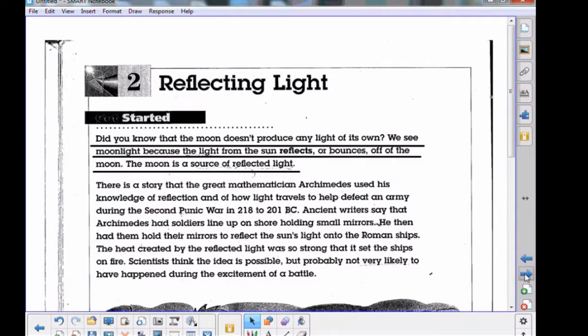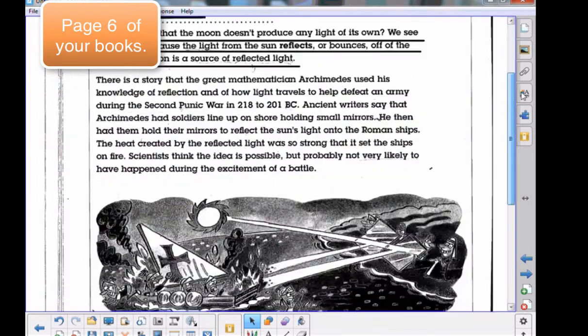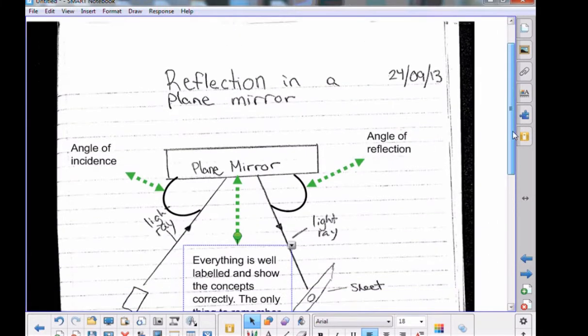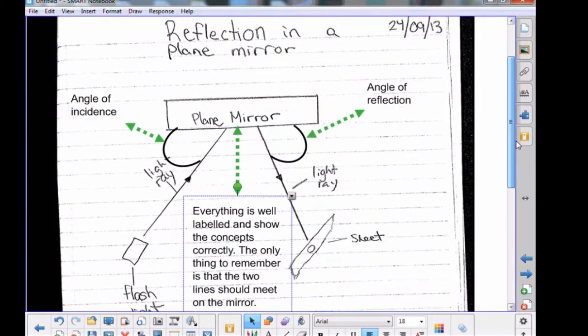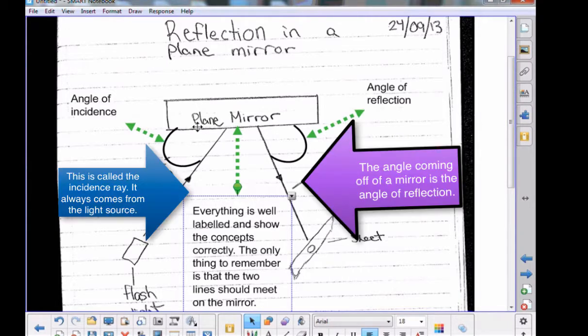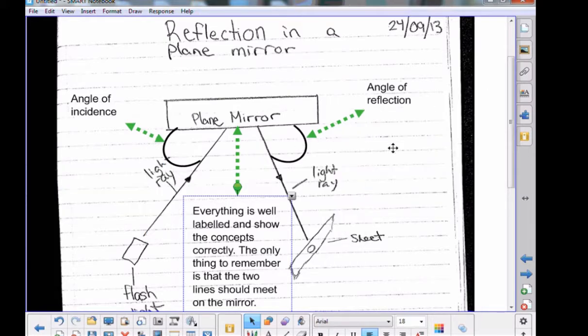Okay, reflecting light. And this part highlighted is something that you might want to pay attention to. In our lesson on reflecting light, we made this diagram. Some important notes: the angle coming in is the angle of incidence, and the other is the angle of reflection.